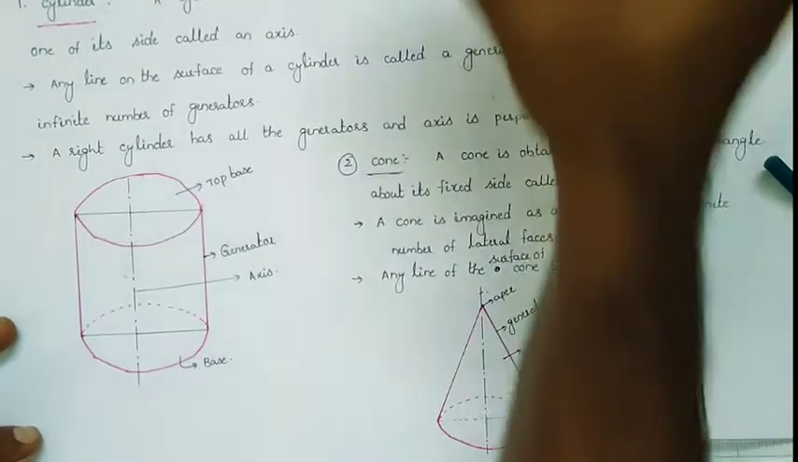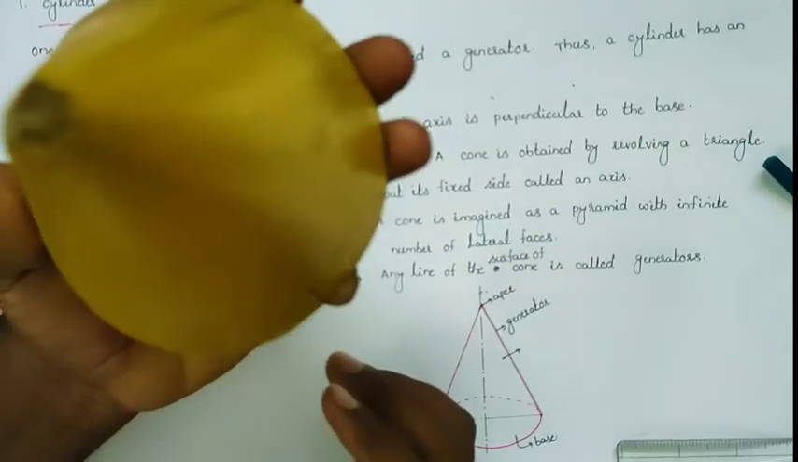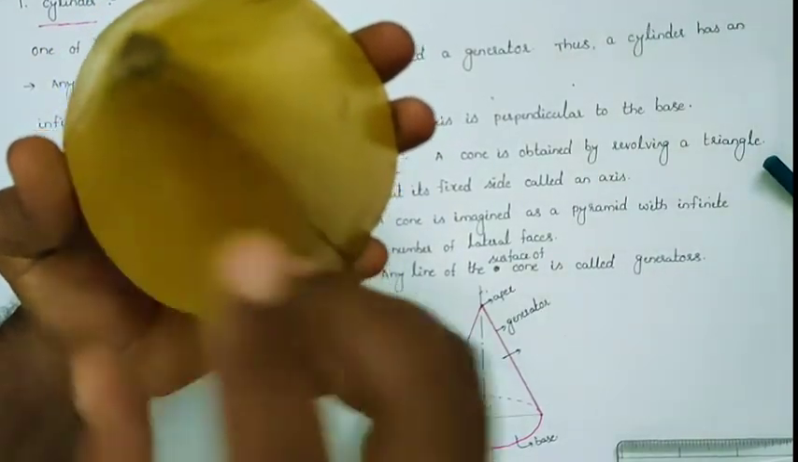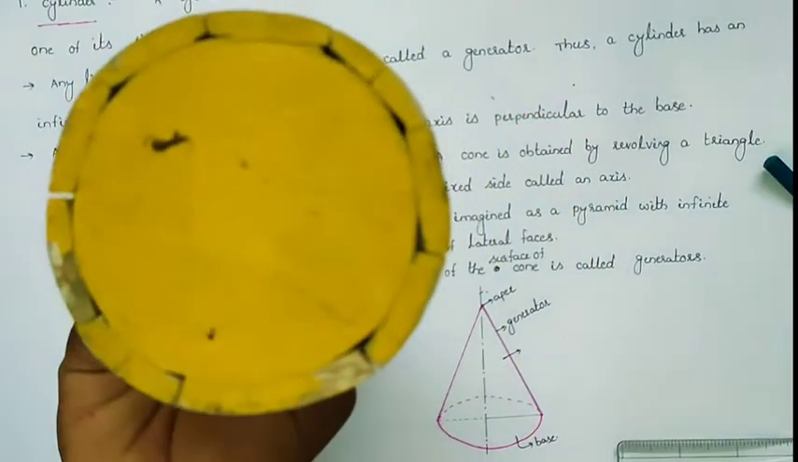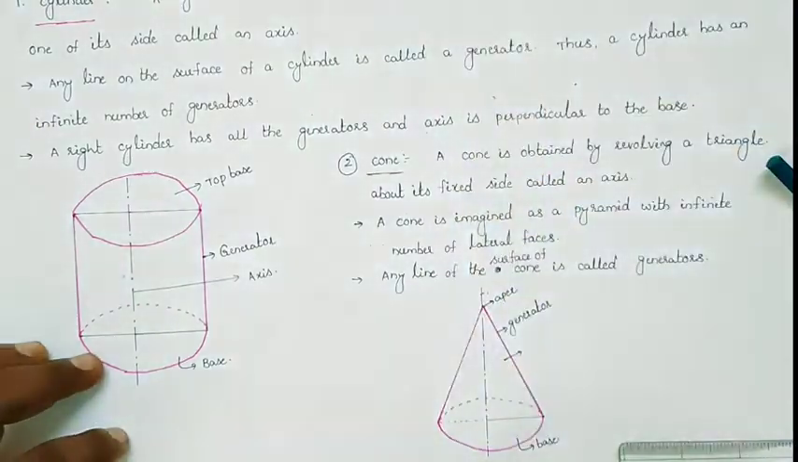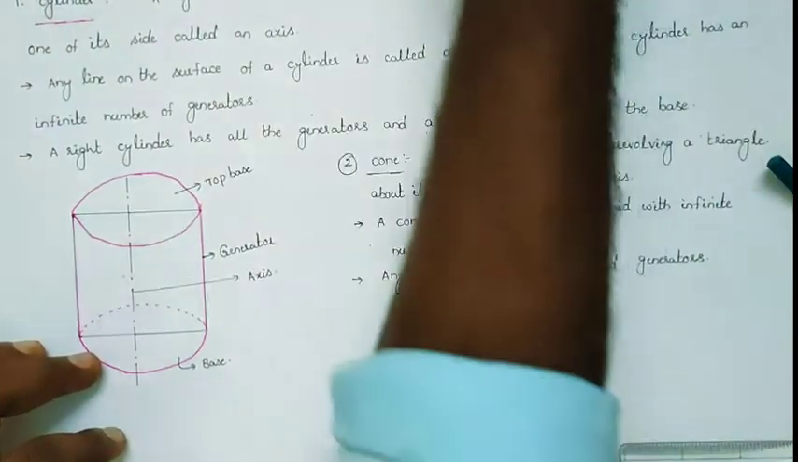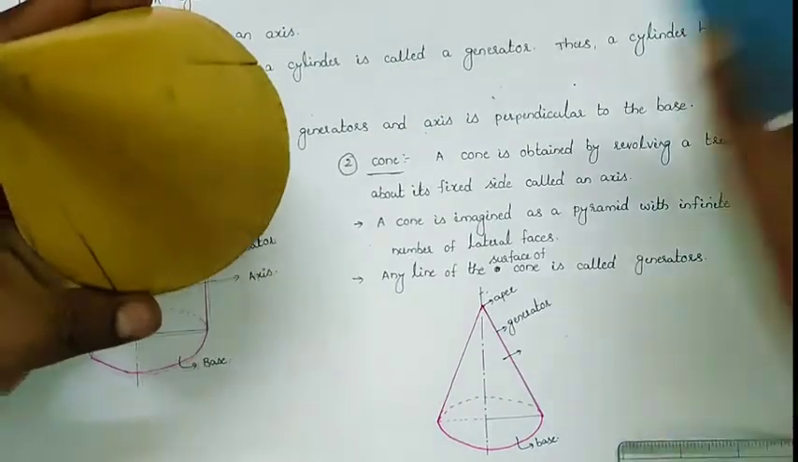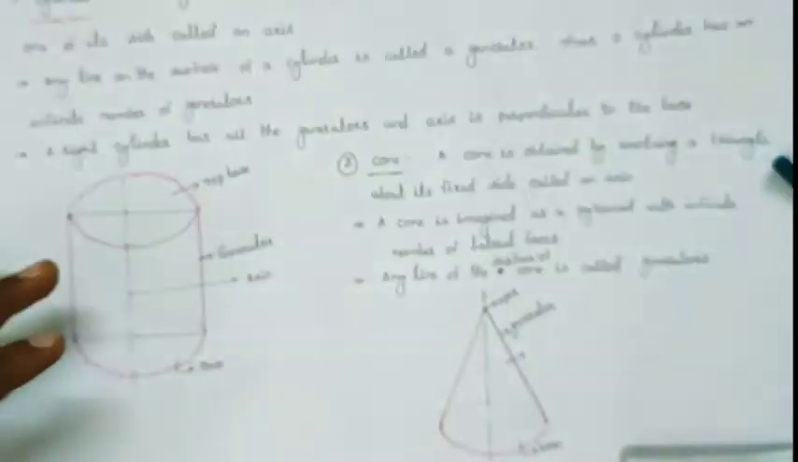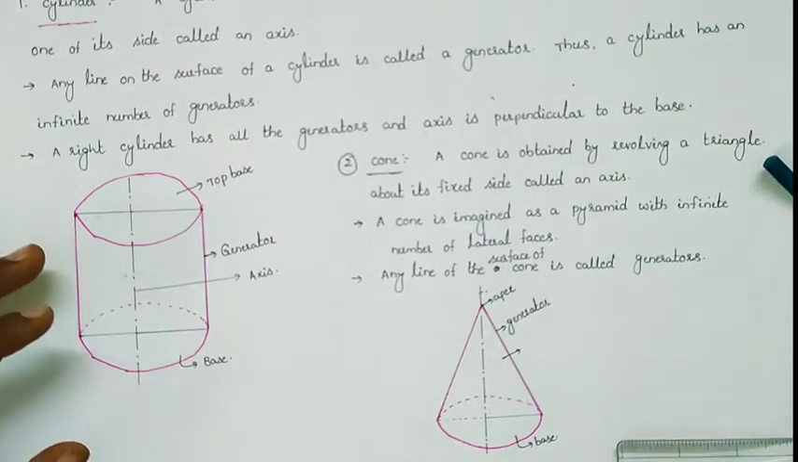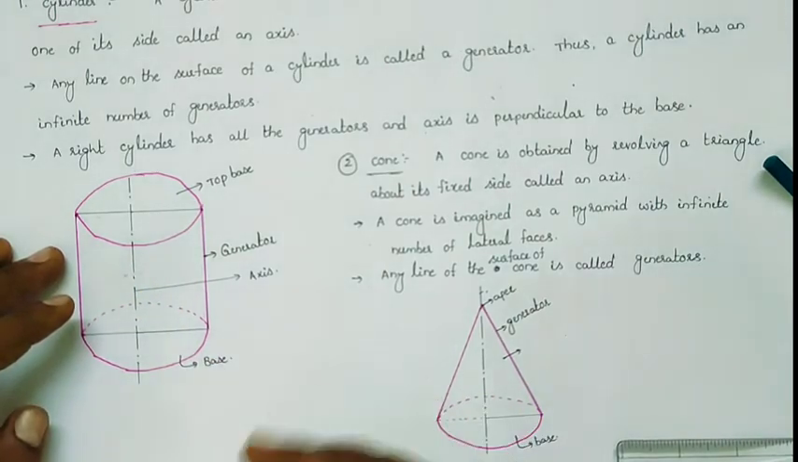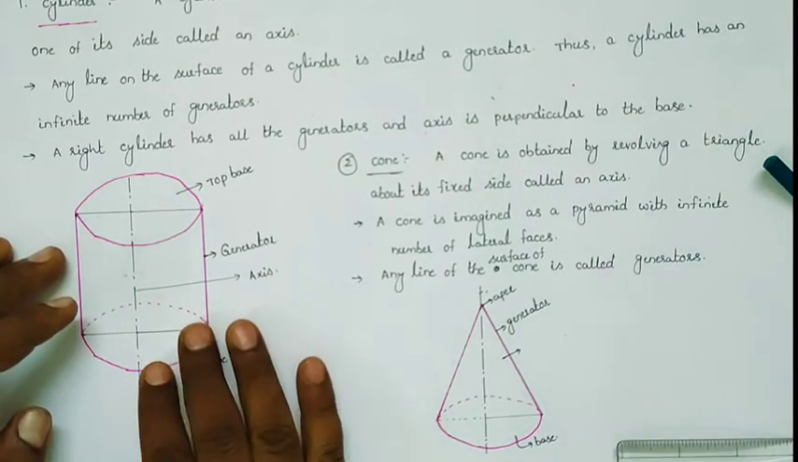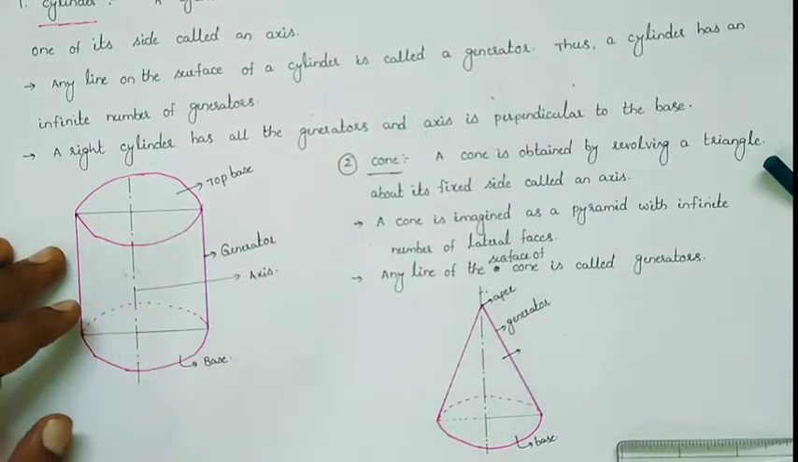So this is an example of a cone. This is the shape of the cone. Here this one is the apex point and this one is the base of the cone. The base of the cone always looks like a circle. A cone is imagined as a pyramid, so it also looks like a pyramid with an infinite number of lateral faces. And the cylinder is imagined by comparing it with a prism with an infinite number of lateral faces.